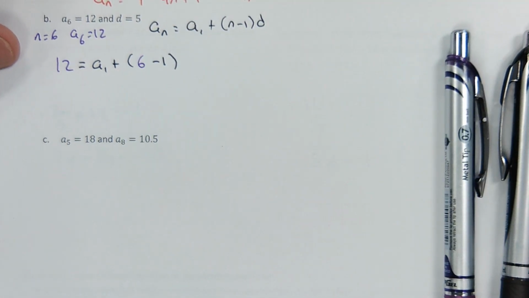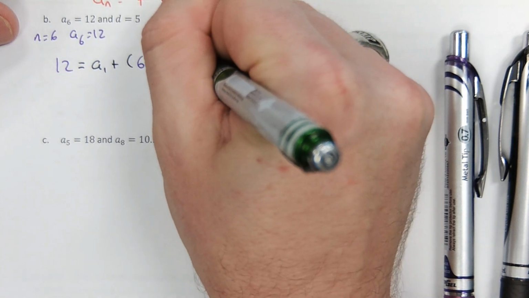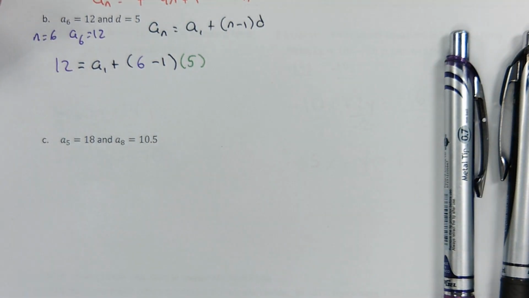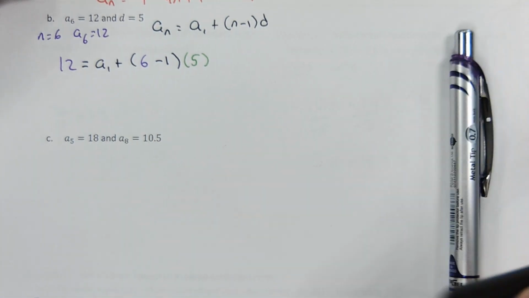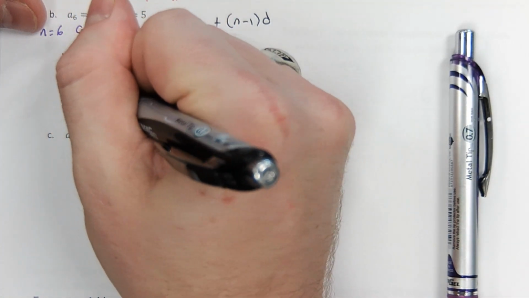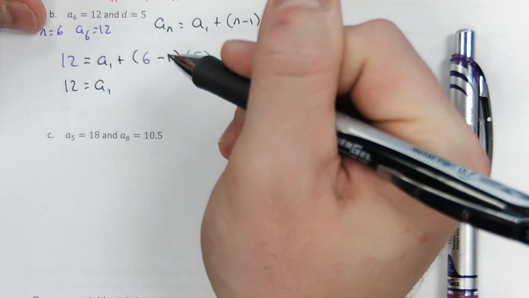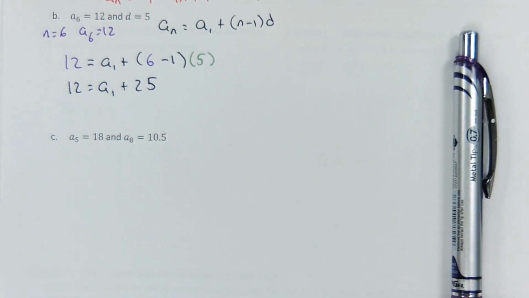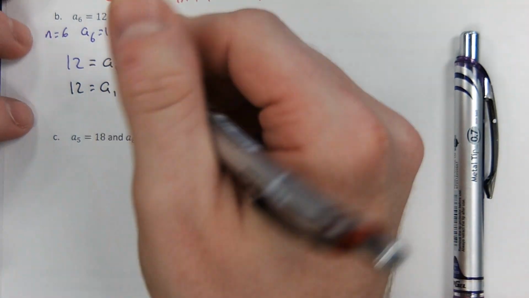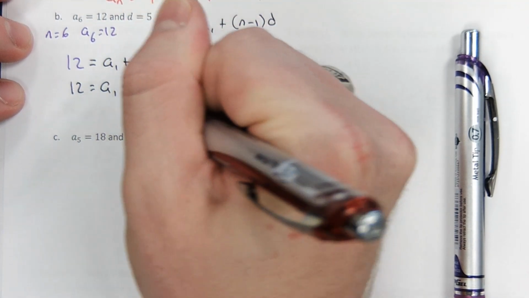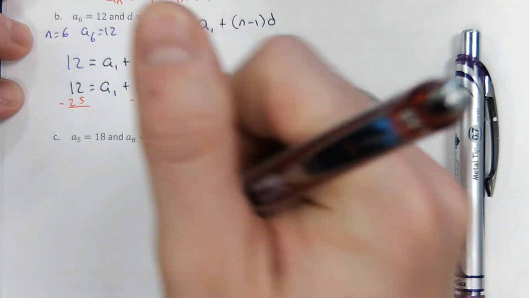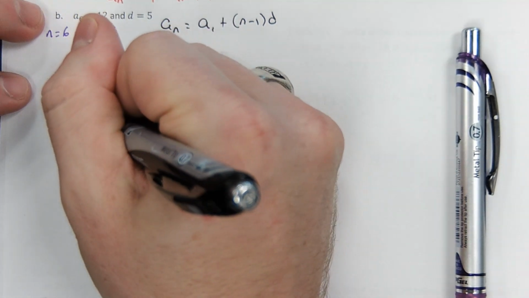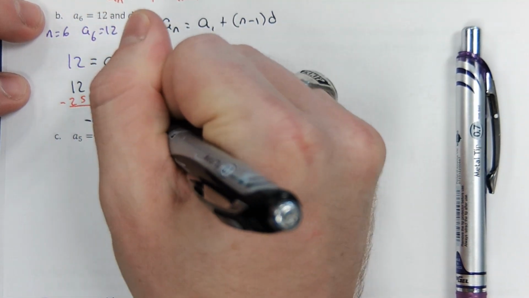And I'll just write the common difference in a different color because I didn't identify it with purple. Times 5, whatever. Hey, look. We're one step away from knowing what A1 is. You can just subtract 25 from both sides, and you'll get that A1 is negative 13.